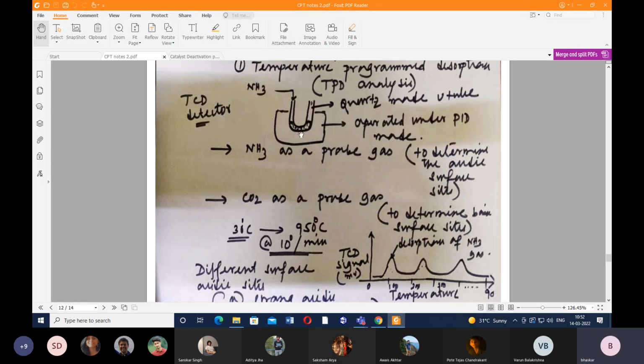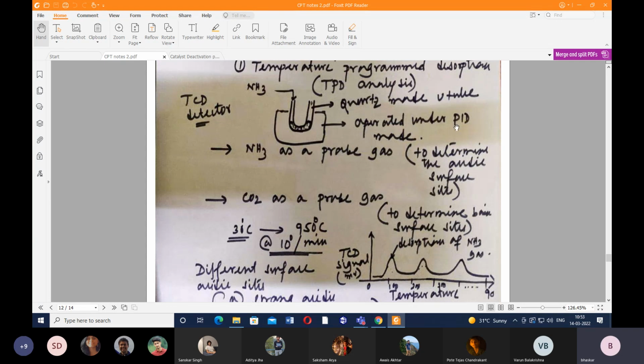So we have a U-tube. This is quartz made. It is mounted inside a furnace maintained at a temperature of around 30 degrees Celsius, that means at room temperature. But we have a provision to increase the temperature of this furnace from room temperature to a certain temperature, like around 950 degrees Celsius, by a PID controller. PID controller means proportional integral derivative controller.